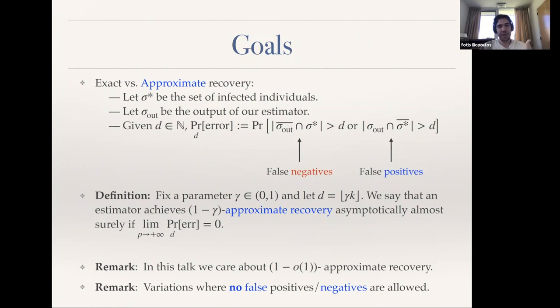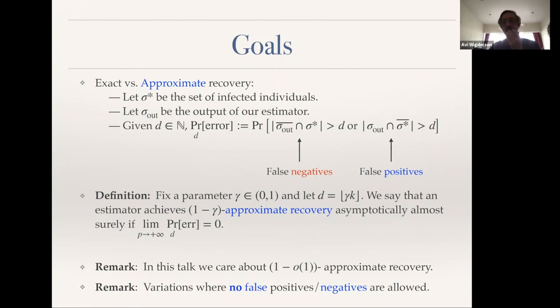Of course, there are variations of the notion of approximate recovery, where, for example, no false positives or no false negatives are allowed, with errors allowed on the other side. And I will talk a bit about a result we have where no false negatives are allowed, which is very desirable in the case of, at least, medical testing. So okay, one of them is easier than the other.